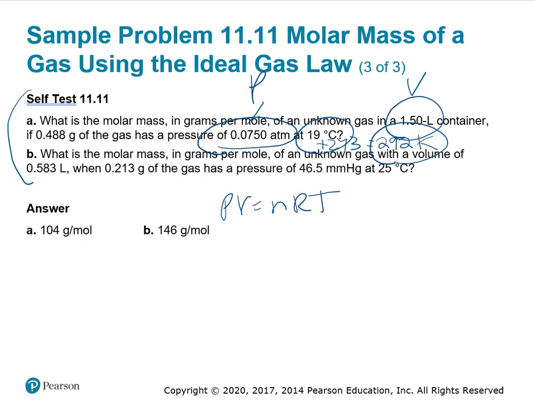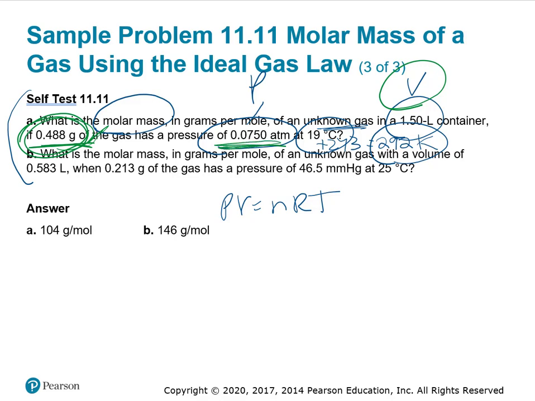This problem says, what is the molar mass in grams per mole of an unknown gas? We're told that it's in a 1.5 liter container. That's a volume unit. We have 0.488 grams of the gas. Now in the past couple problems I've gone grams to moles using the molar mass, but I don't know the molar mass this time, so I'm going to hold on to this mass for a minute.